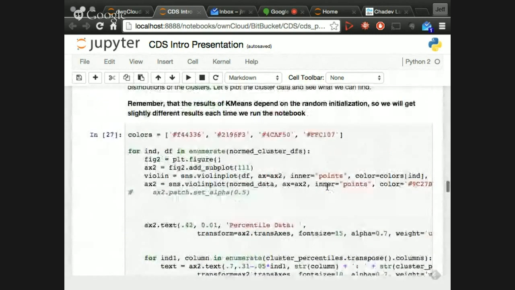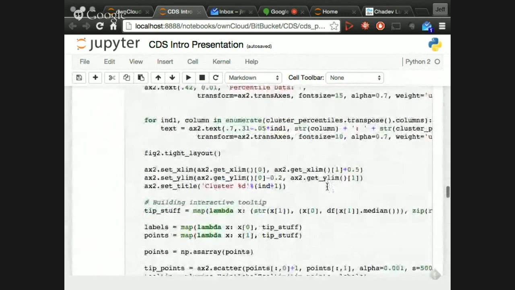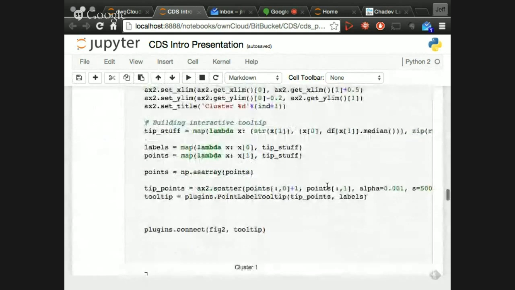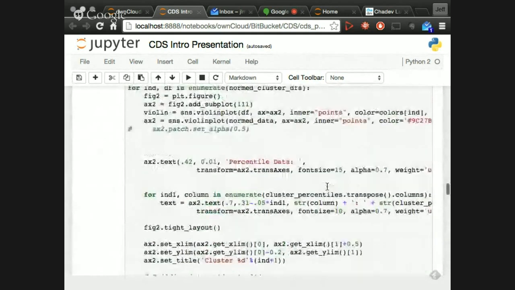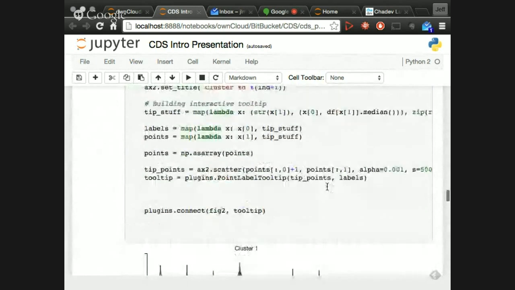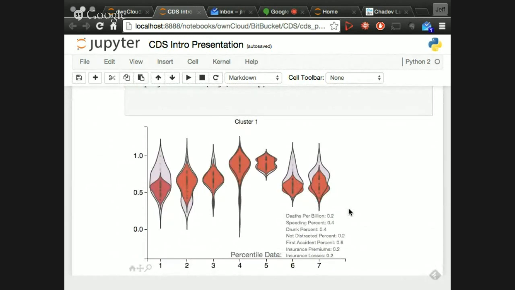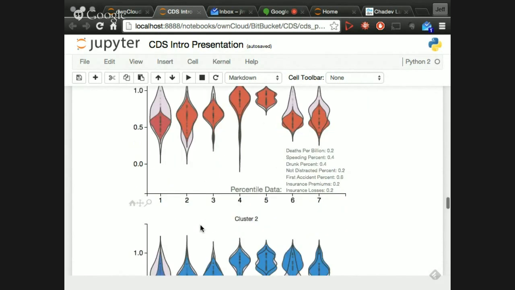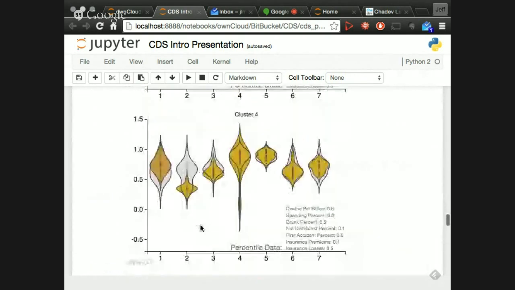And all this stuff, you don't need to know to do data science, I don't think, but this is just how to plot it. It's not too terrible if you get into it, but this is how we make these interactive figures. So if we look here, this is the first cluster after I've run that. What you can see is we really have a small distribution of deaths per billion. Let's look through the rest of them. So not entirely.